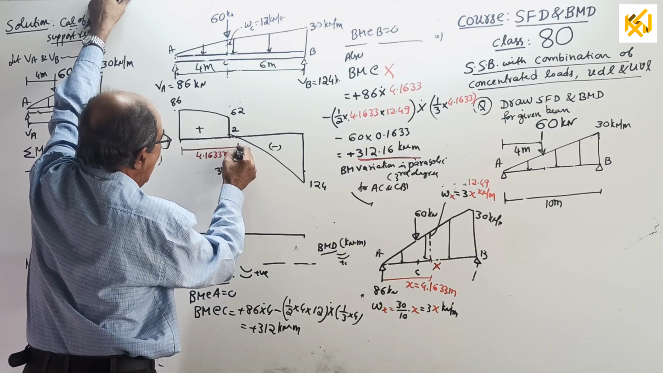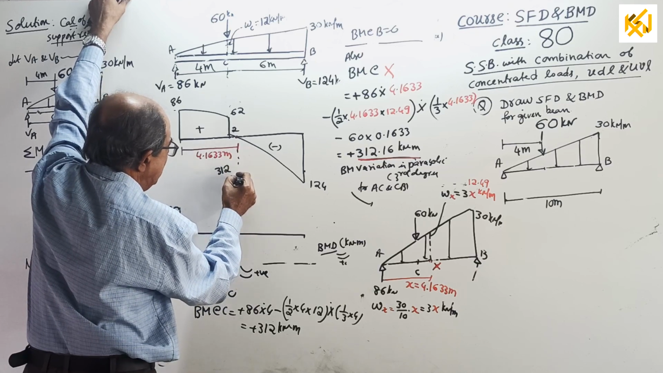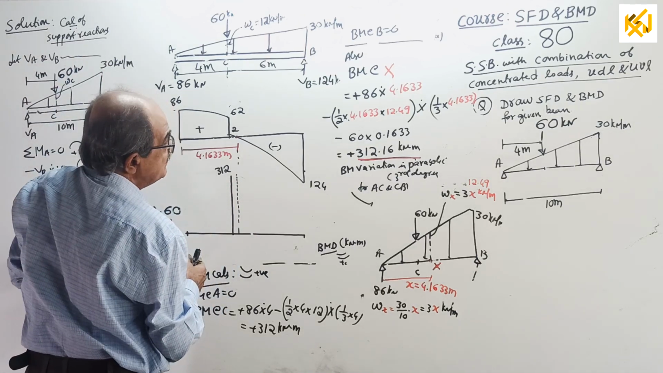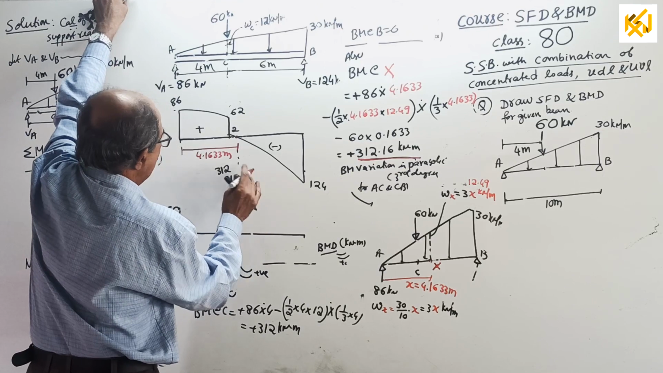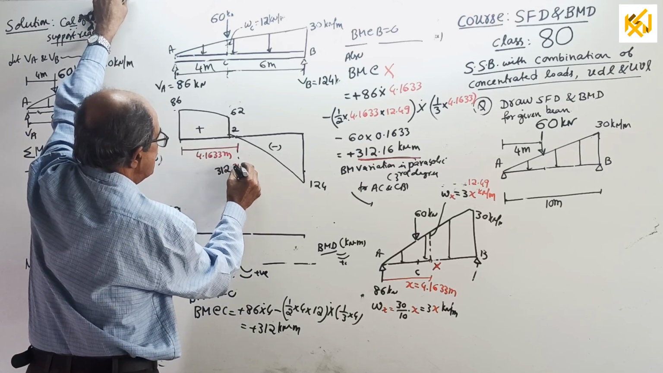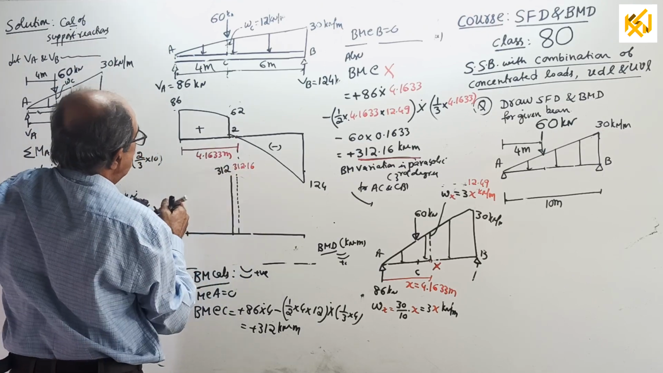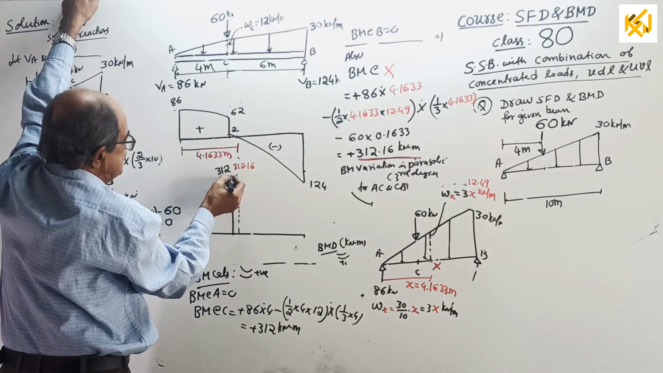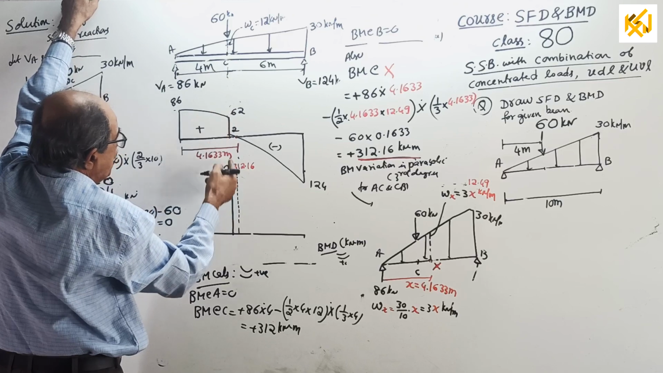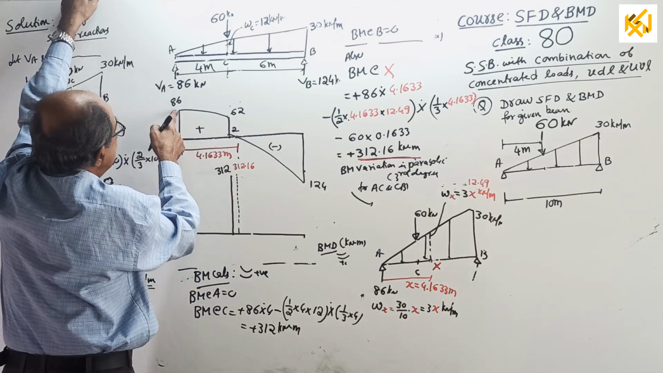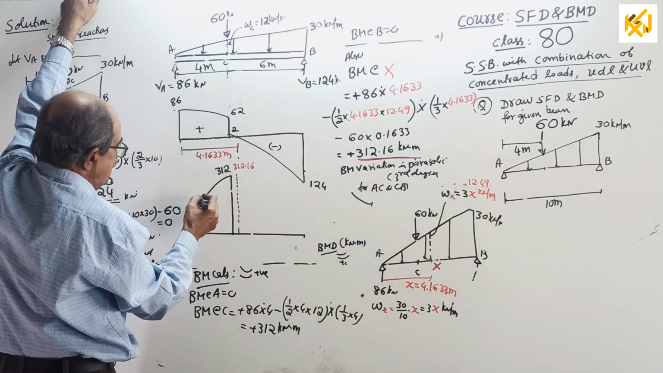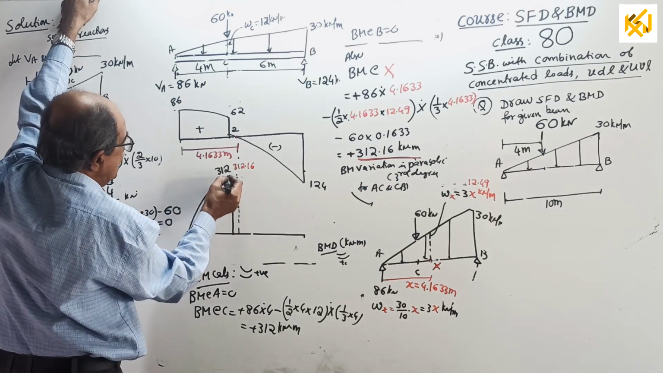Then at this point BM is slightly more, very minutely more. How much is it? 312.16. Now here to here is one parabola, and that parabola will have a slope of 86 here and 62 here. So it will come this way. Here slope is 86, here slope is 62.